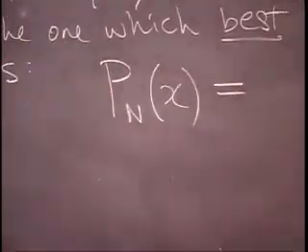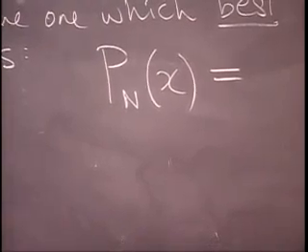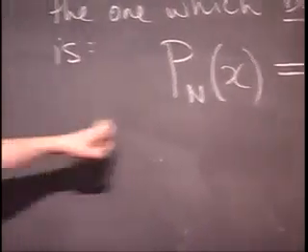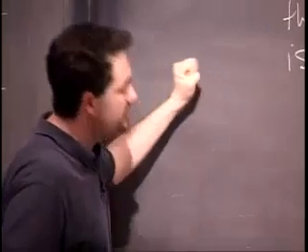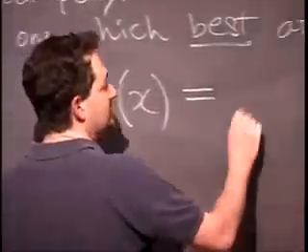Sometimes they'll throw in a comma A or a colon A. I just prefer to keep it simple and write x here, and we pretend that we've already fixed A and we know what it is. So Pn looks like this.